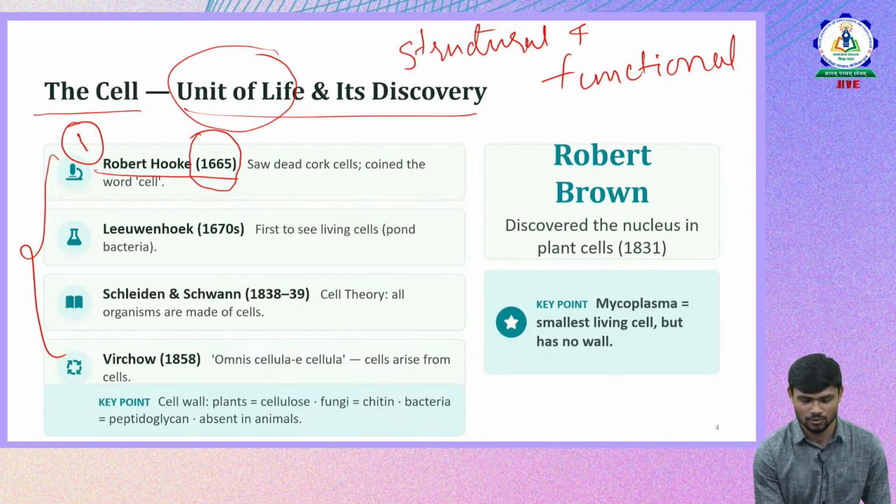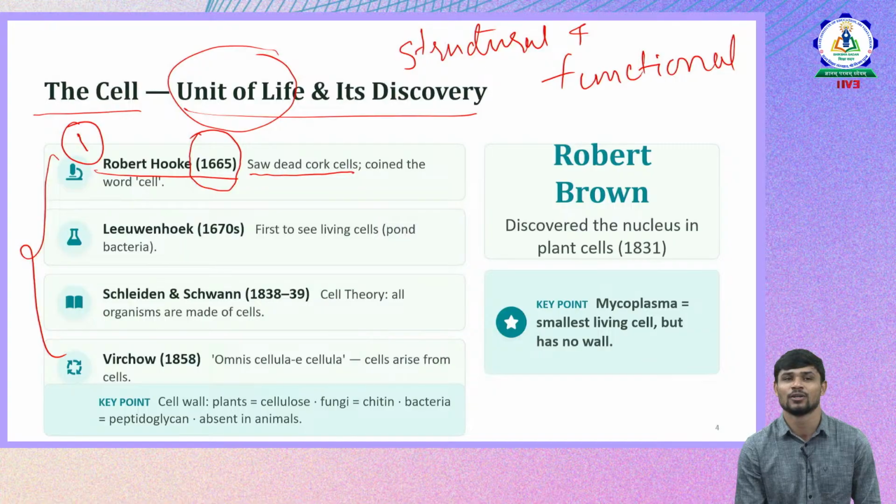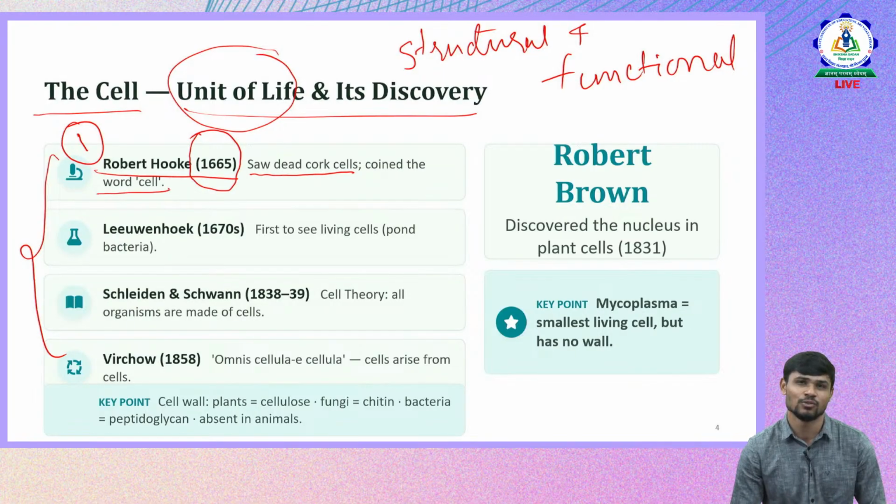So what did he observe? He observed the dead cork cells. He observed the cells in a cork and they were dead cells. The first cell that was observed by Robert Hooke in 1665 was a dead cell. And he was the one to coin the term cell. He gave the terminology of a cell.